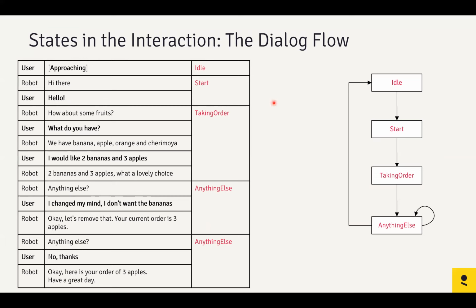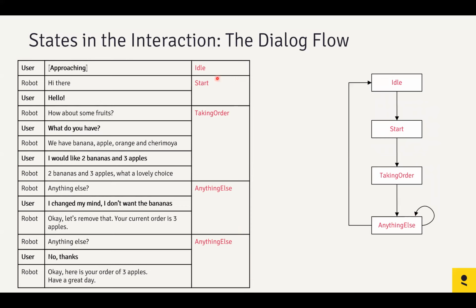So the idea is that we have these different dialogue states. First we might be in an idle state where the robot is basically just waiting for someone to walk up to it and interact with it. And then someone approaches and we are in a starting state where we greet each other. And then we are in a taking order state where we are taking orders from the user. And once we're done with the order, we ask if there is anything else, and we might add or remove things from the order. And we are still in the anything else state until the user doesn't want anything more, and we are back to idle.